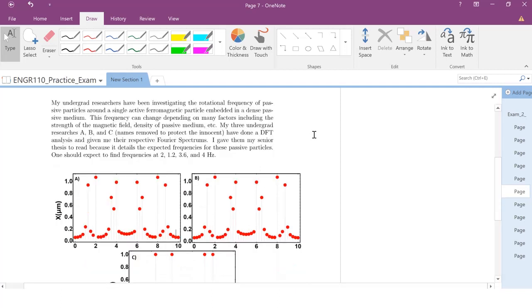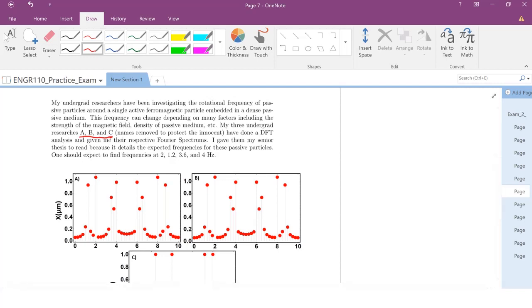As we always start off with, undergrad researchers investigating rotational frequency of passive particles around a single active ferromagnetic particle embedded in a dense passive medium. So we have 3 undergrad researchers, A, B, and C. Names removed to represent the innocent.